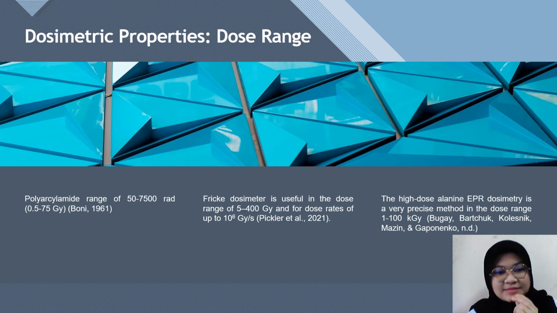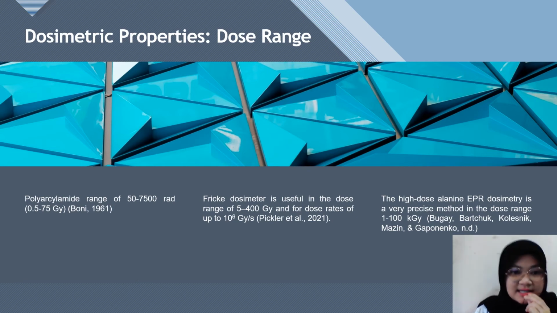The first one is polyacrylamide, from Bonney 1961. It has a range of 50 to 7500 rad, or 0.5 to 75 gray. Next is the Fricke dosimeter. It is useful in the dose range of 5 to 400 gray and for dose rates of up to 10 to the power of 6 gray per second.